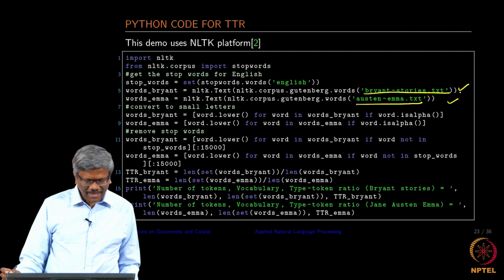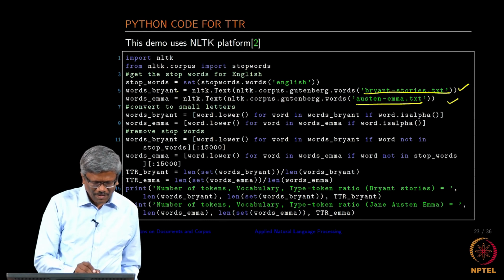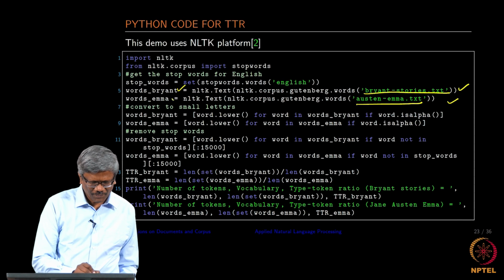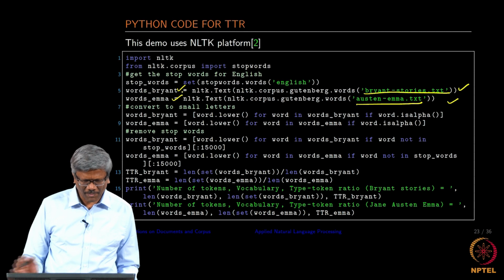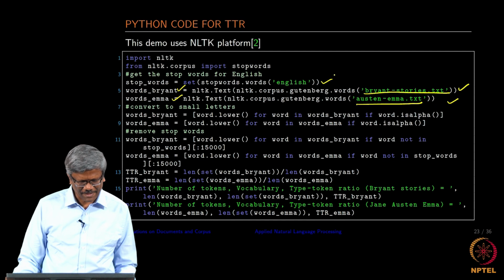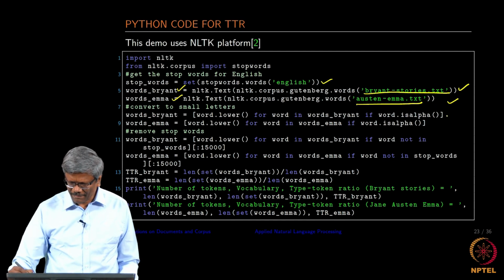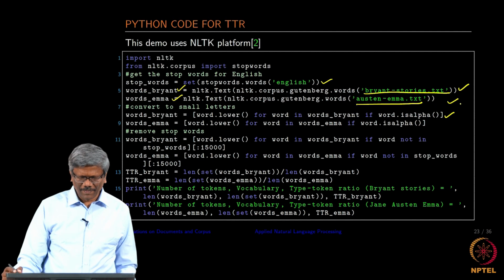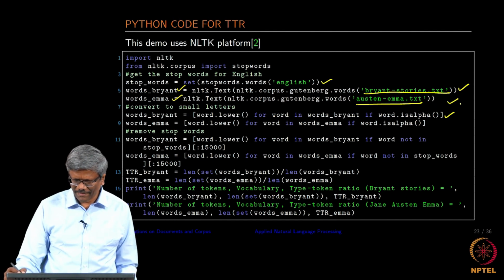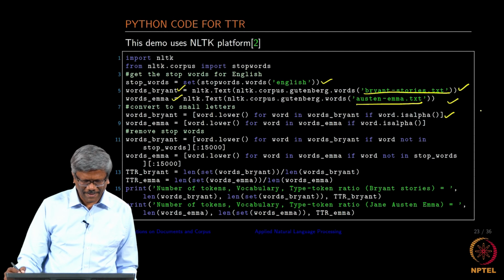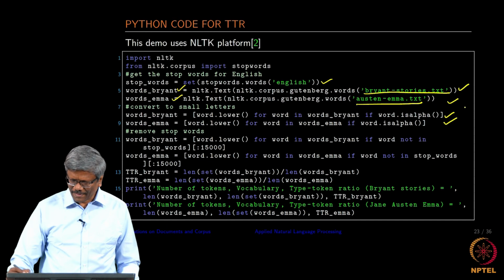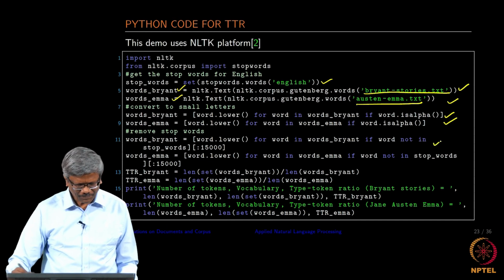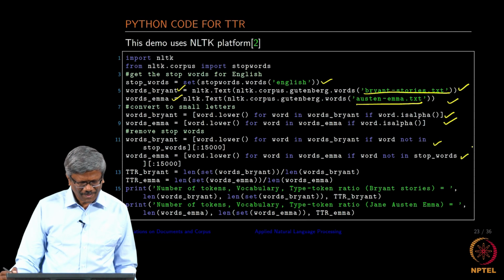As in the previous case, I am getting the words. I have two different word sets now. One is for Bryant, the other one is for Emma. I am also using the stop words to remove all the stop words from the word collection. As in the previous case, I am converting all the words into small letters and making a collection for both Emma as well as for Bryant. And then I remove the stop words for both Emma and Bryant.